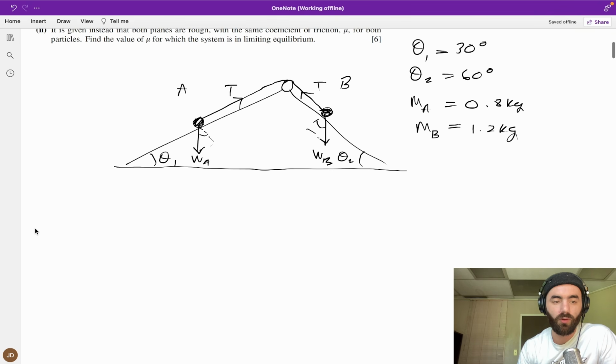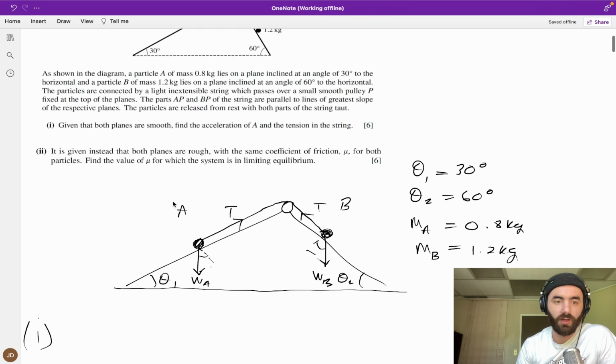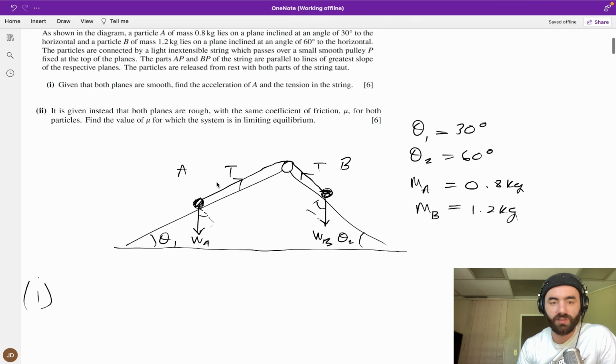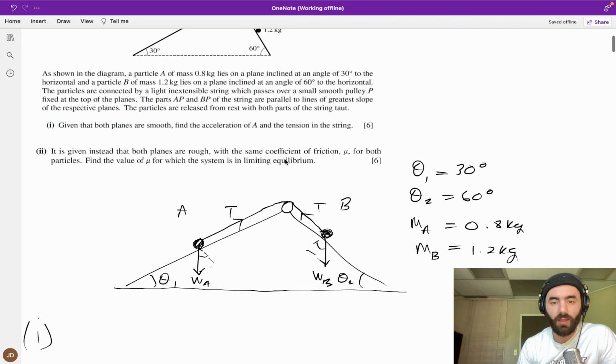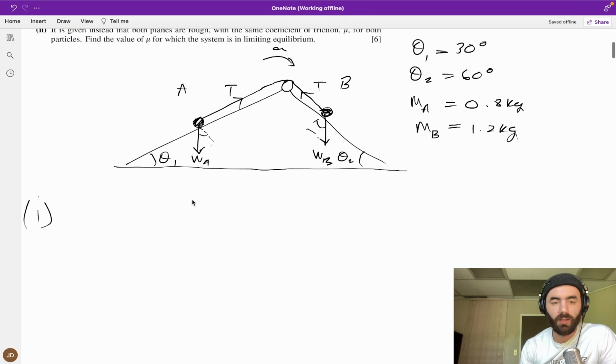Well, we've seen this before many times, but it's just a more difficult scenario. So we want to resolve the forces about A and resolve the forces about B, and then we can find the tension and the acceleration. It's important to note that B has a greater mass than A and is at a higher incline. So the acceleration of the system will be this way, right? It will have more force on this side of the pulley than that side, due to the incline and the weight, mass.